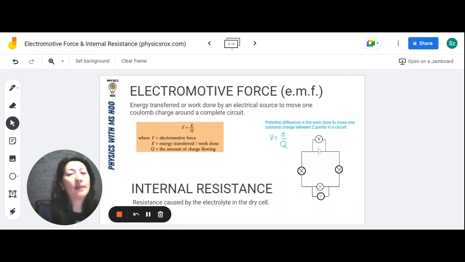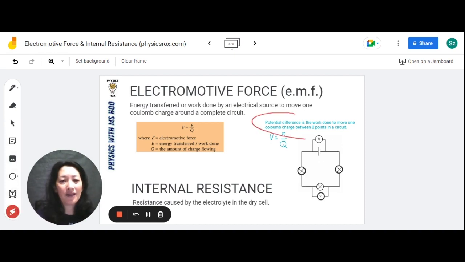If you have learned about potential difference before, you might find that the definition seems to be rather similar, but of course there are some differences. Now, if you can't remember what potential difference is, I have the definition written right here on the right. Potential difference is the work done to move 1 coulomb charge between 2 points in a circuit.